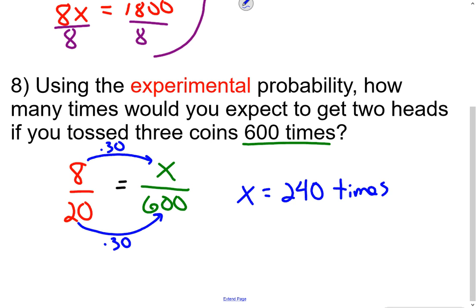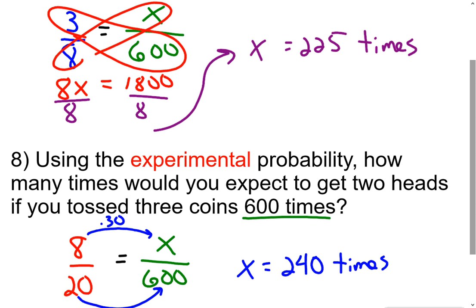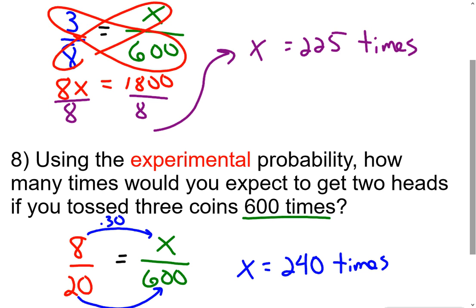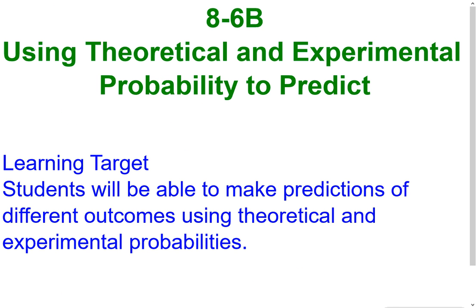Now here's what that tells me. I look up here and go, well, the way I was going, I was apparently luckier to get 2 heads than what theory tells me I should have been. So when it came to 3 heads, I wasn't as lucky, but with 2 heads, I guess I was luckier. And that's going to conclude my lesson on using our theoretical and experimental probabilities to make predictions.